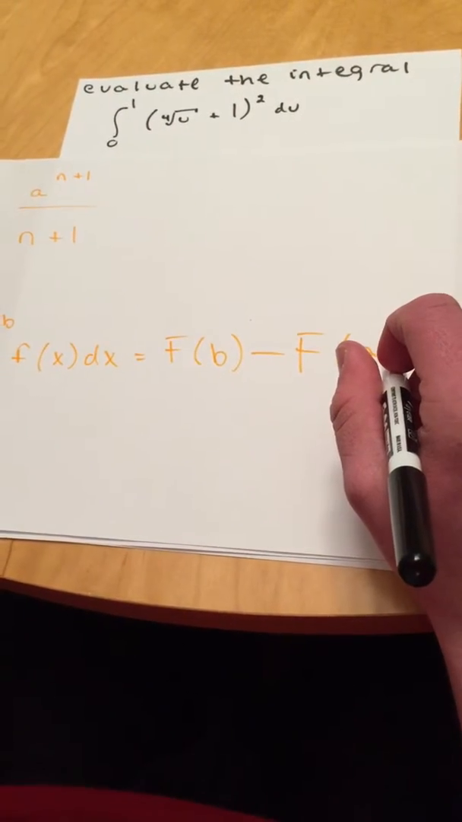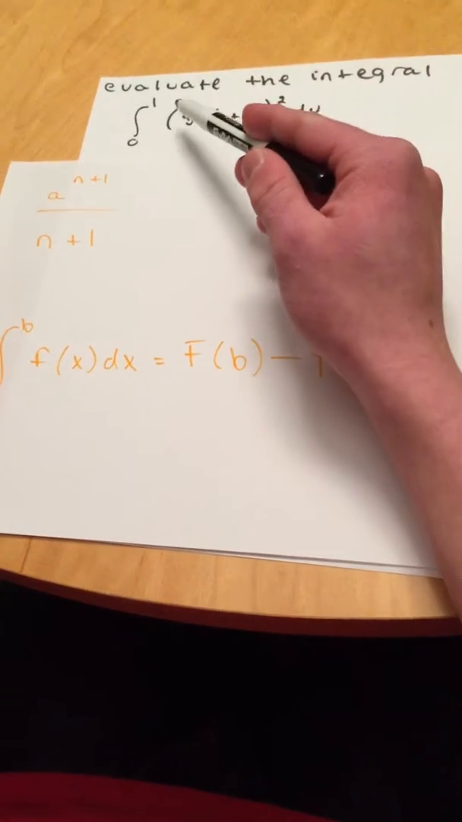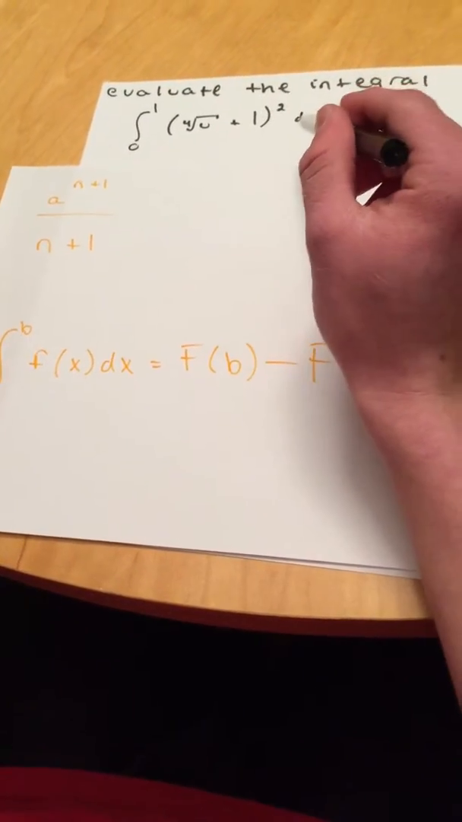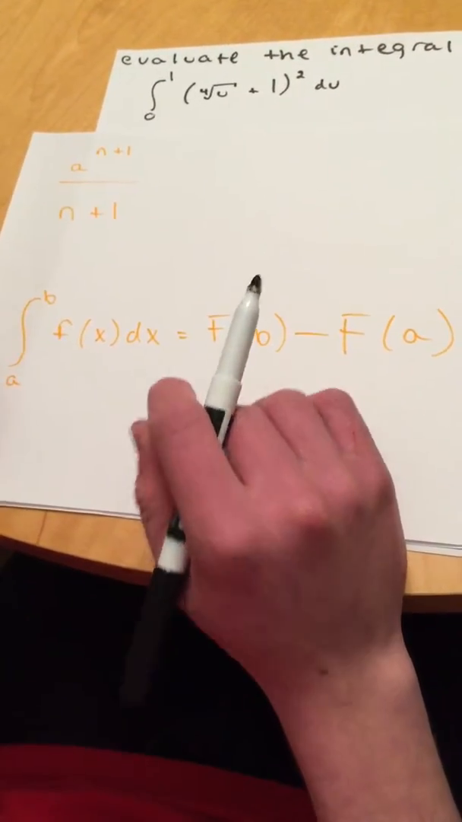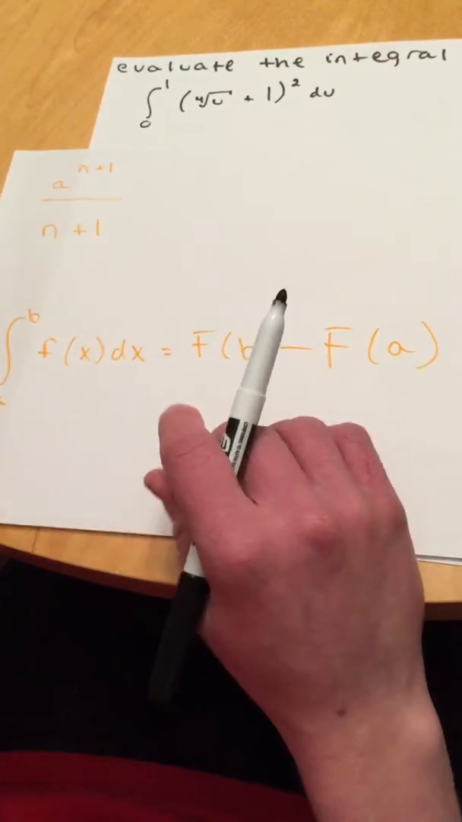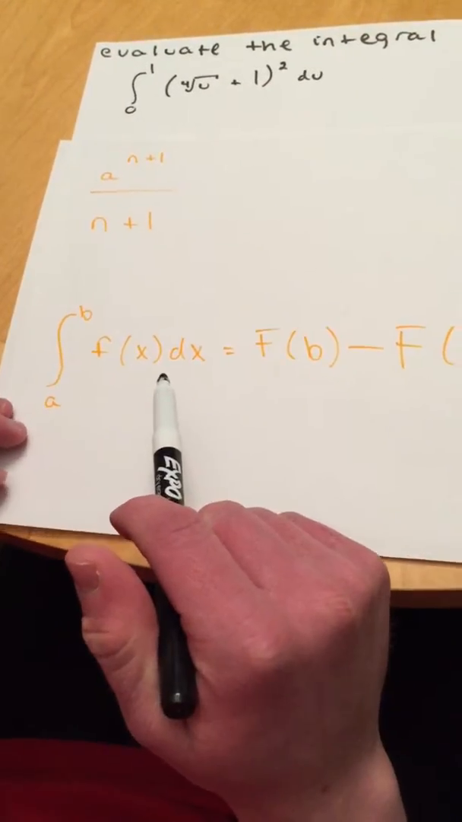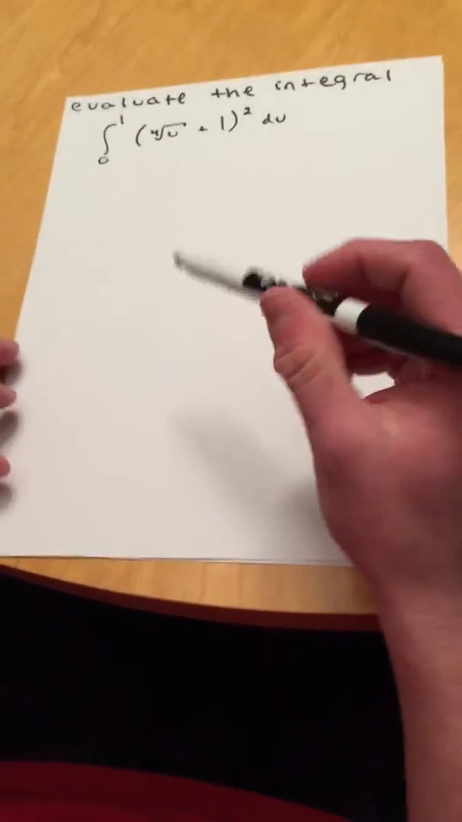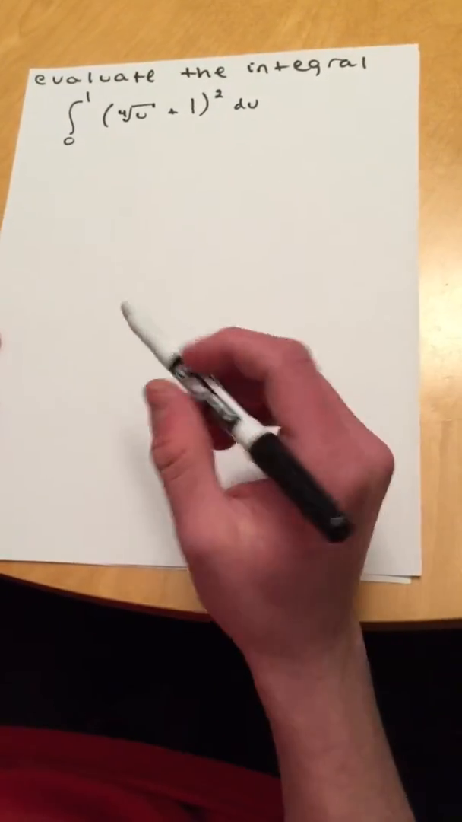So in this problem, we are asked to evaluate the integral from 0 to 1 of the quantity fourth root of u plus 1, squared, du. I put down these two formulas because we're going to need to use them in the problem. This is the antiderivative one, and this is the fundamental theorem of calculus equation. Alright, so first we want to put this into simpler terms to solve easier.